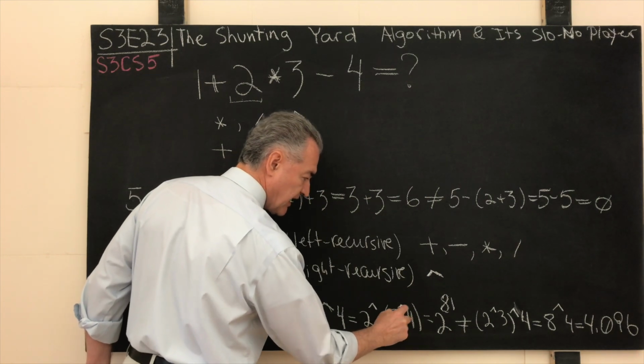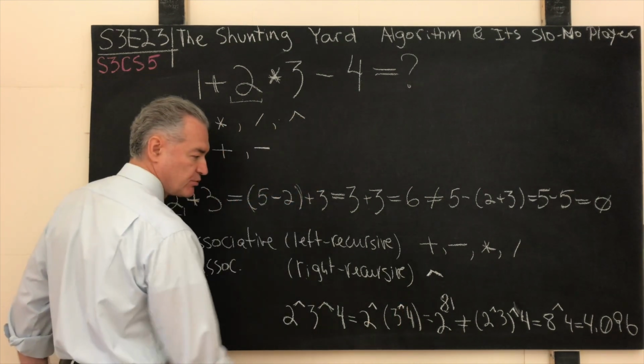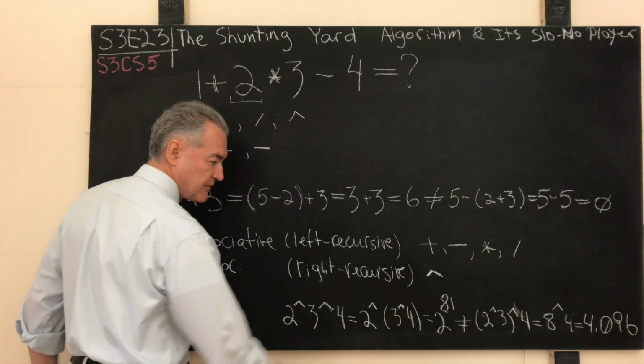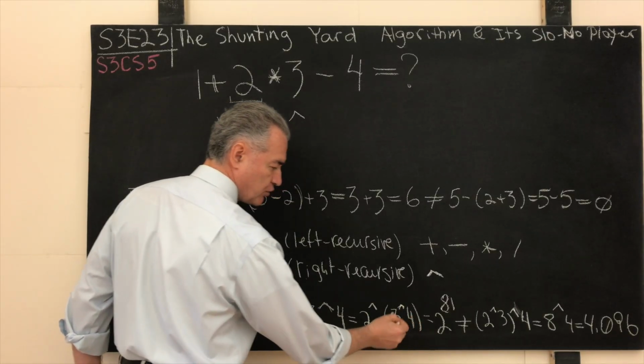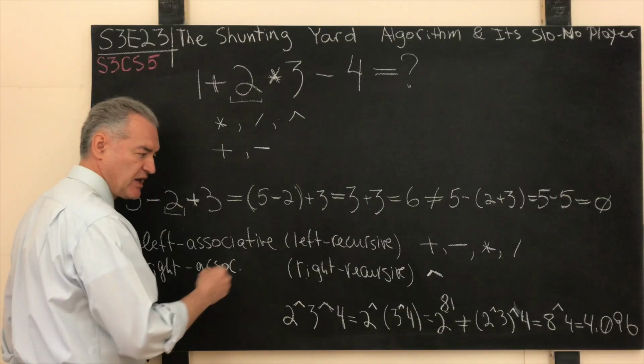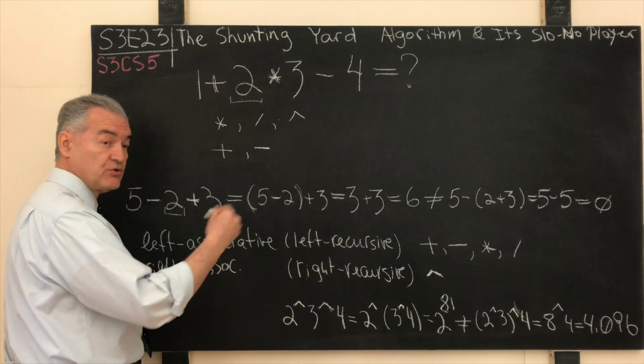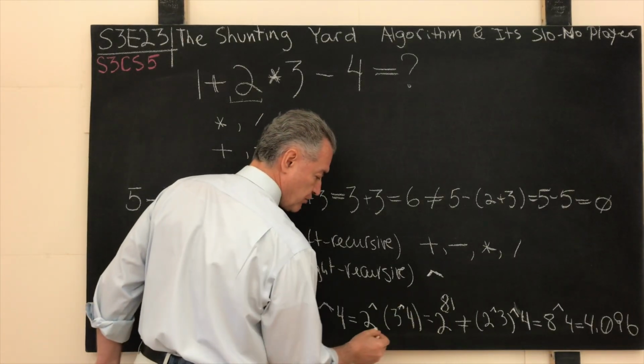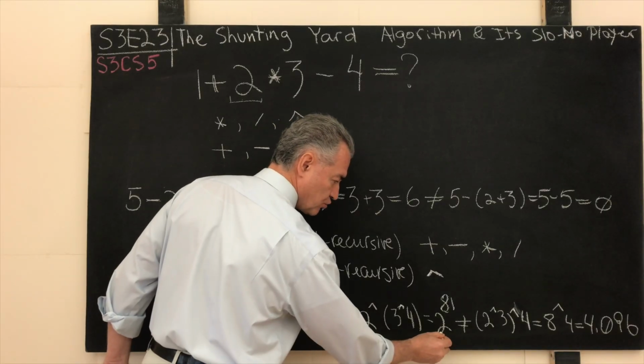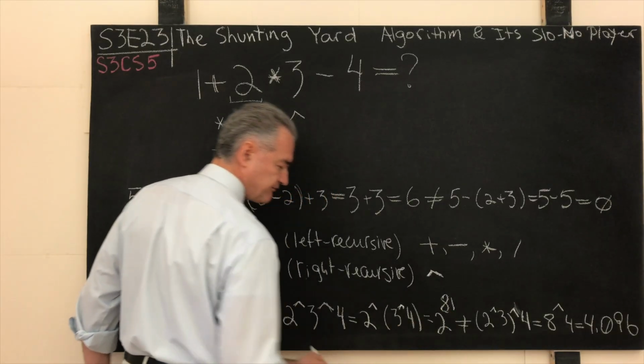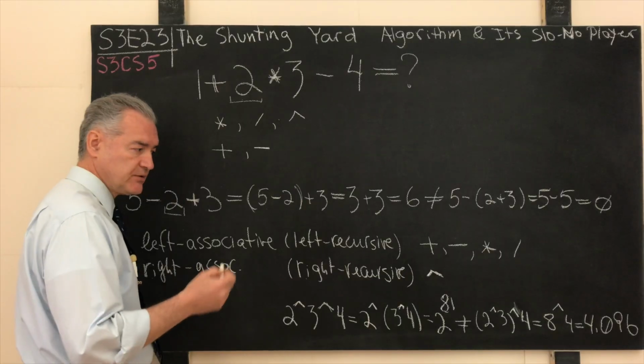We execute the rightmost exponentiation operator first. 3 raised to the power of 4 will be what? 3 squared is 9. 9 times 9 is 81. 3 to the 4th is 81. So the result of this expression is 2 raised to the power of 81, quite a large number.